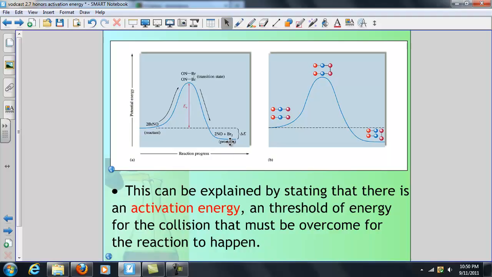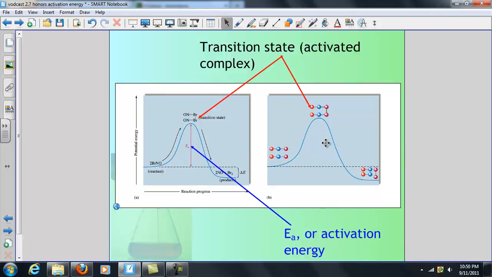So this graph is super important. Being able to identify everything is important. So you've got reactants, you've got transition state, products, activation energy. A little bit easier to see here on this one. These are probably a little bit clearer. So activation energy is basically how high the hill is.